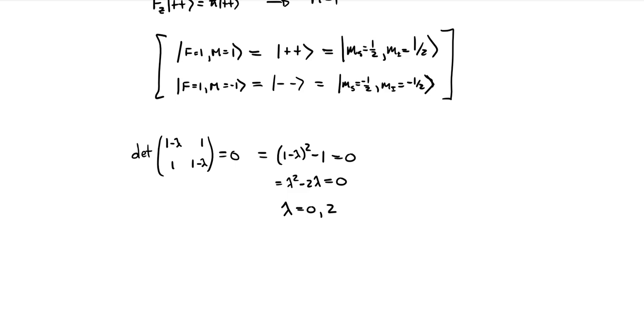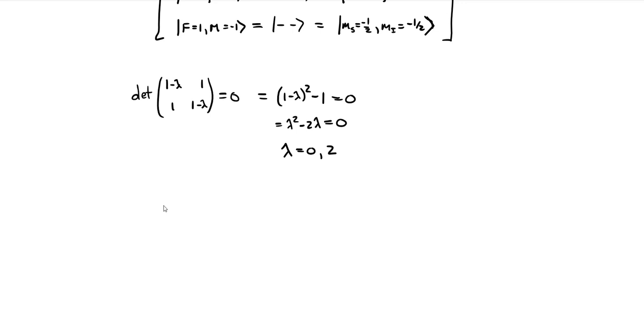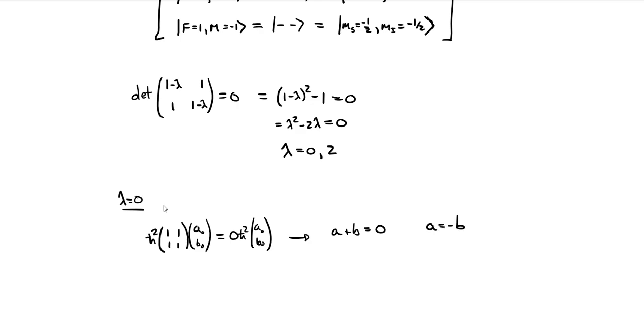So those are the eigenvalues of that submatrix. Let's just look at the lambda equals 0 case. Then we have 1, 1, 1, 1 acting on A sub 0, B sub 0, whatever that column vector is for that eigenstate, and it is going to be equal to 0 h bar squared, if I bring back in that h bar squared, times A0, B0. This tells us that A plus B is equal to 0, or A is equal to negative B.